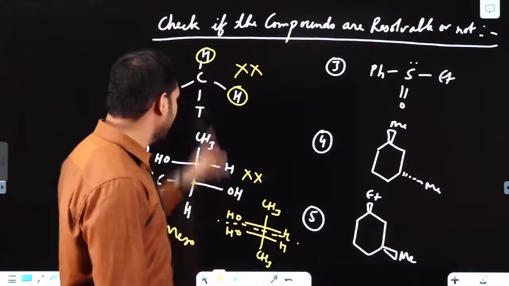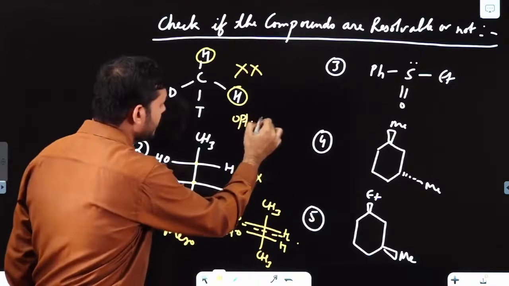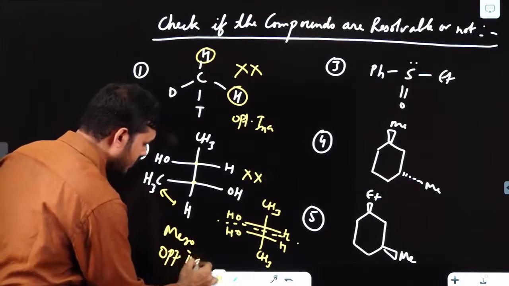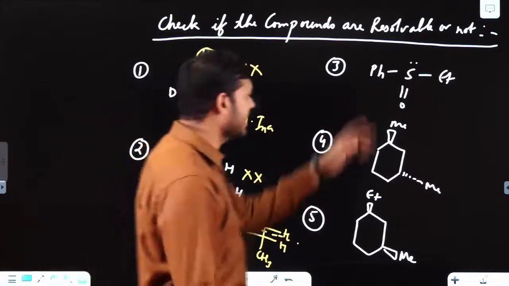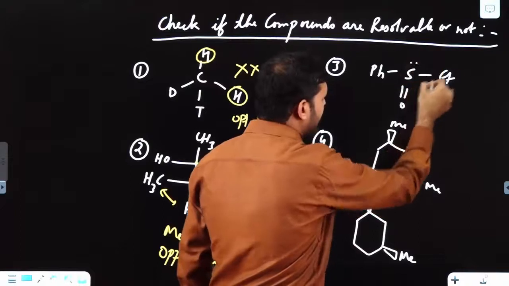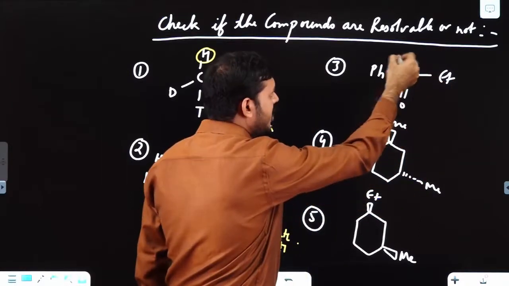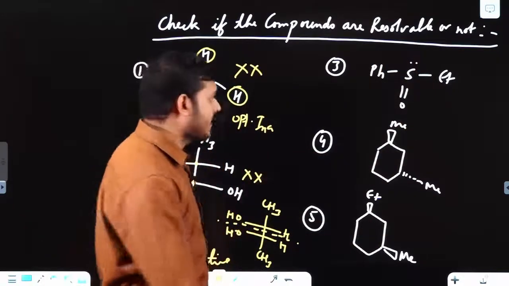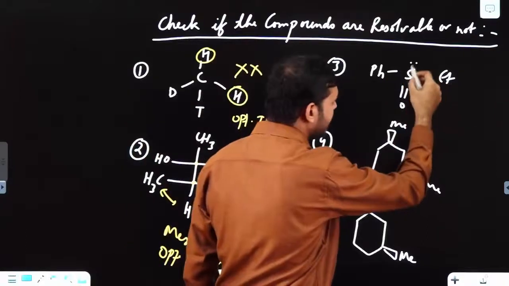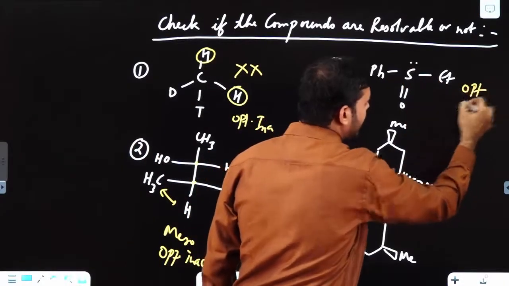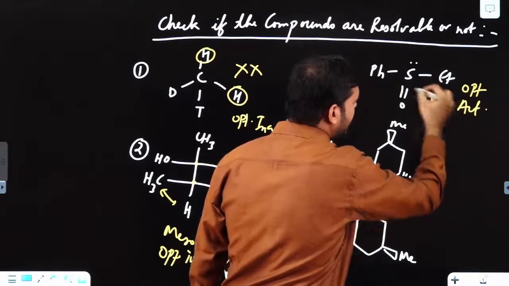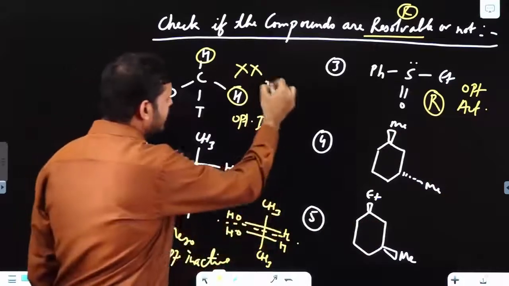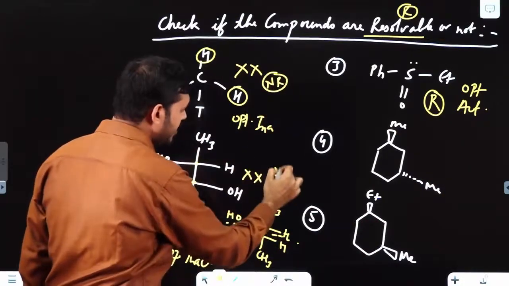Now let's check. This is optically inactive, this is also optically inactive. Let's check this one, lone pair, double bond of Et and Ph. As we know, this lone pair will not be in resonance with this part because sulfur has a bigger size and vacant d orbitals. So here there is no case of resonance, so it is a chiral center, it is optically active, so it is resolvable. Clear? This was your non-resolvable, this was your non-resolvable.